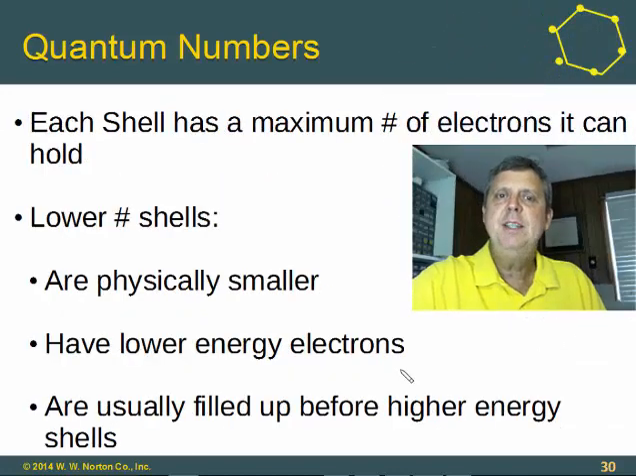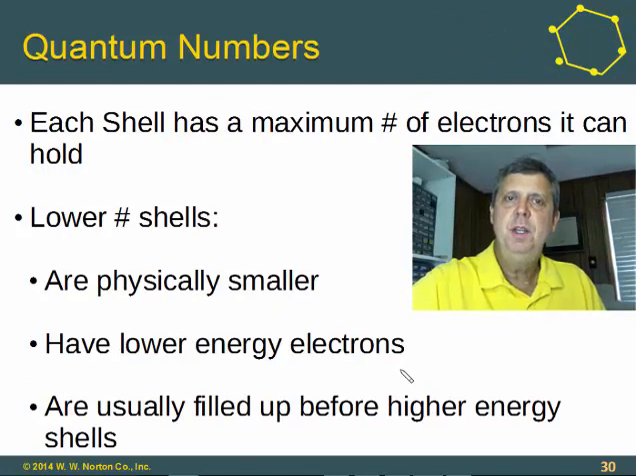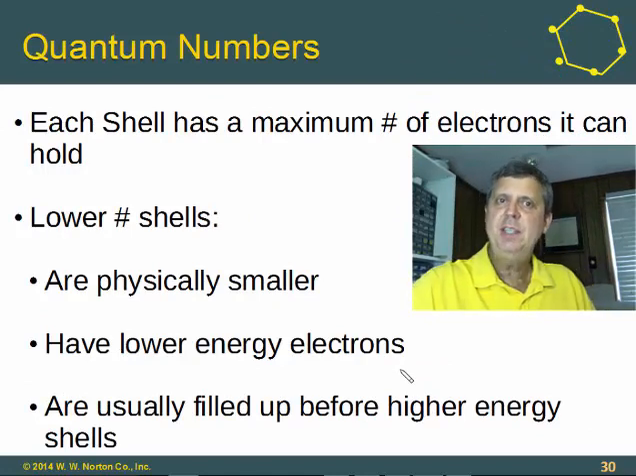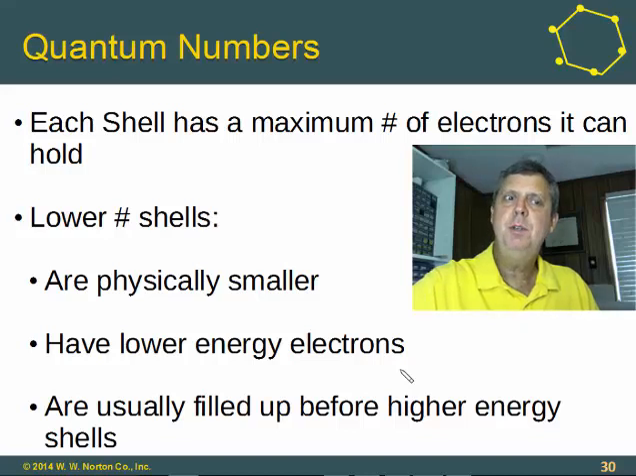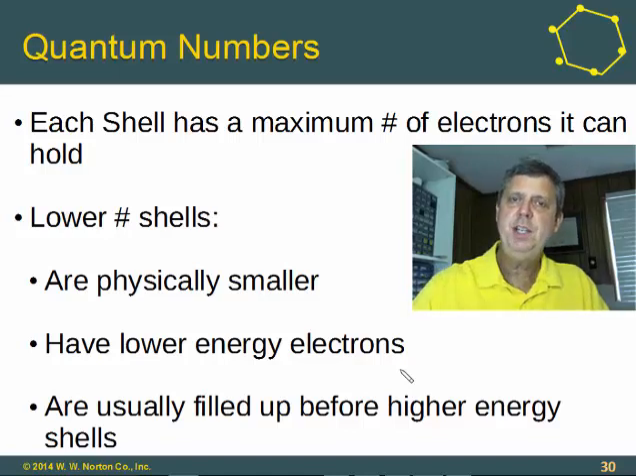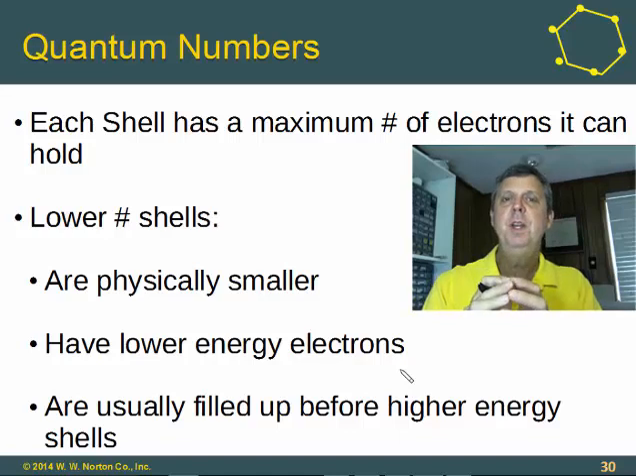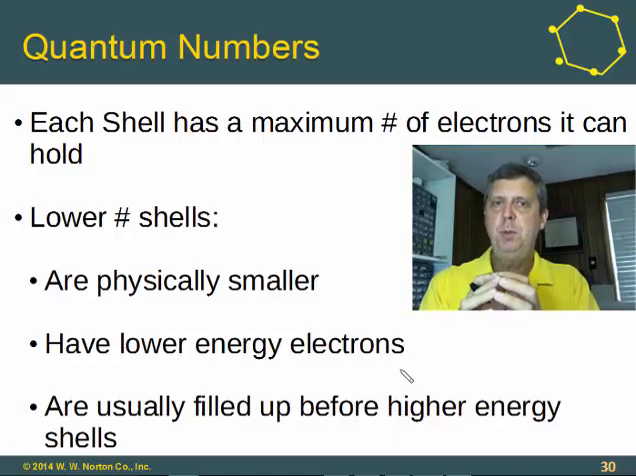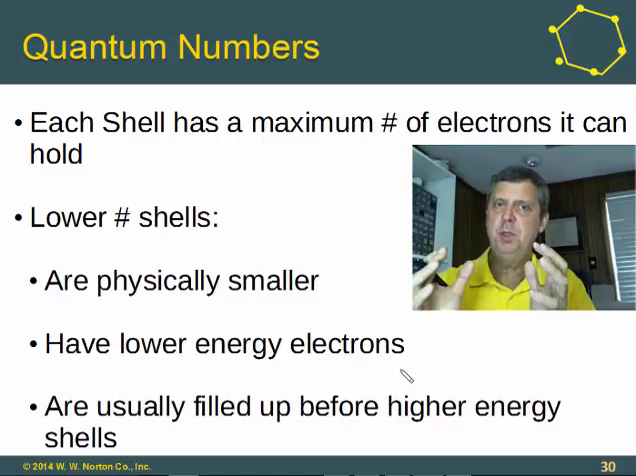So each shell has a maximum number of electrons it can hold. And this again comes down to each shell having a maximum number of subshells. Each subshell has a maximum number of orbitals. Each orbital only holds 2 electrons, so there's a maximum number of electrons in each shell. But what's good to keep in mind is that the lower shells are physically smaller. We'll show you in a second. The s orbitals, for example, are spherical. So the 1s orbital is a certain size, the 2s orbital is larger, and so on.